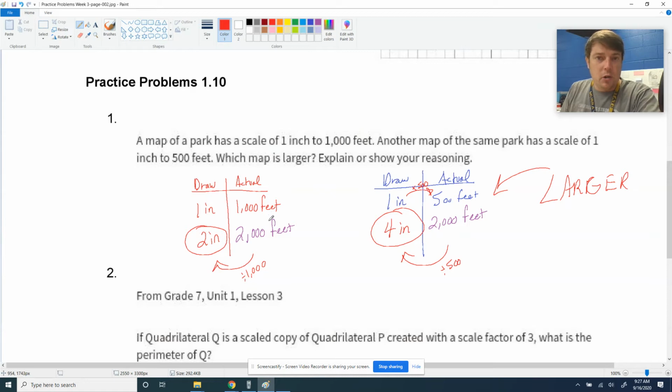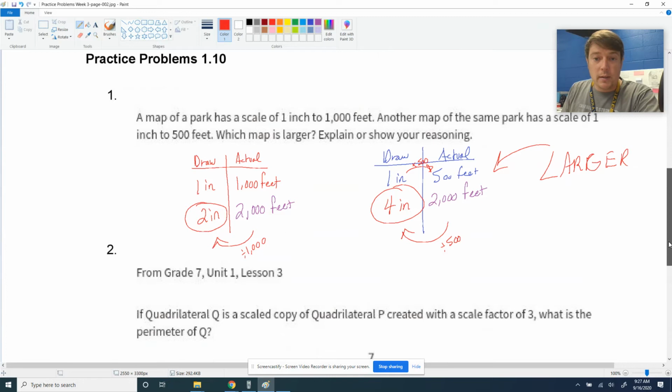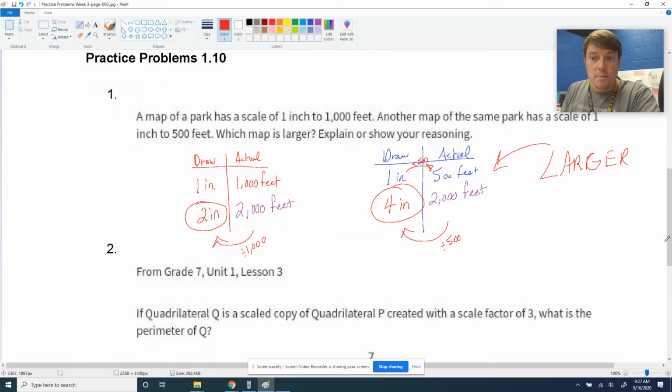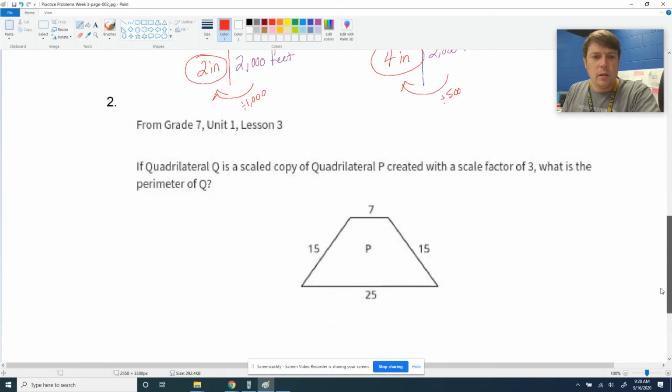And we learned that when we did our triangle activity on Wednesday. We saw that the smaller triangles were built when you had a scale number that was larger on the actual size, because you're dividing by a larger number, so you get a smaller quotient. All right, let's look at number 2.